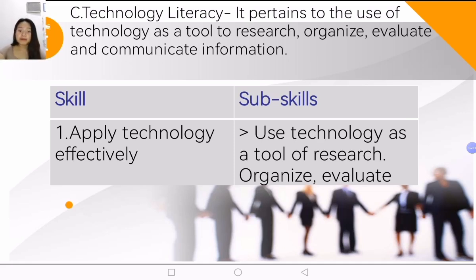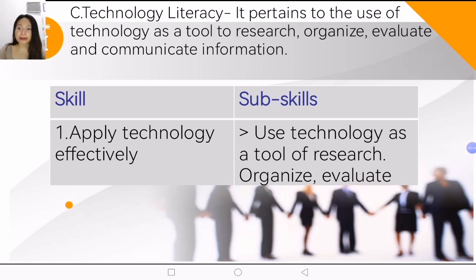And one of its sub-skills is to use technology as a tool for research. Of course, where do we get our information? But sometimes the overload of information causes us confusion and frustration because we do not know what the perfect information is to use, and there goes the intervention of the teacher. There goes the disadvantage of technology, which should be presented and addressed by the teacher, because that is our role.